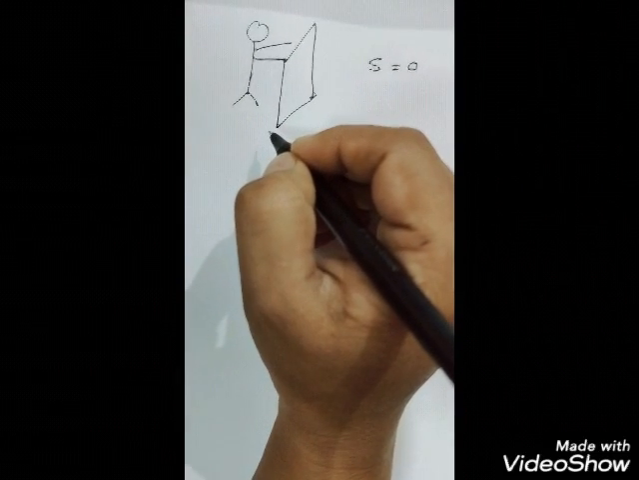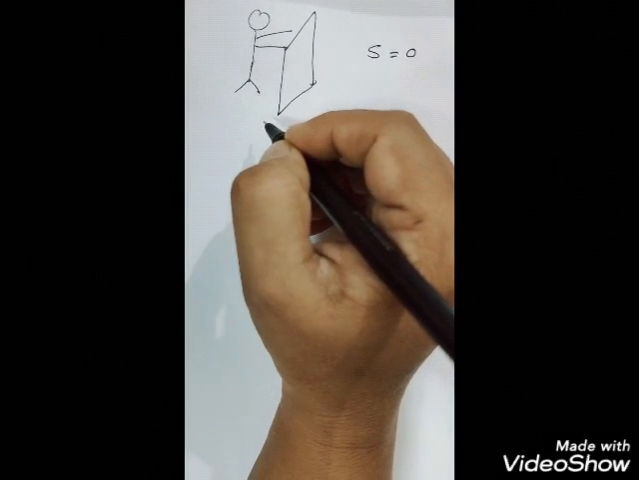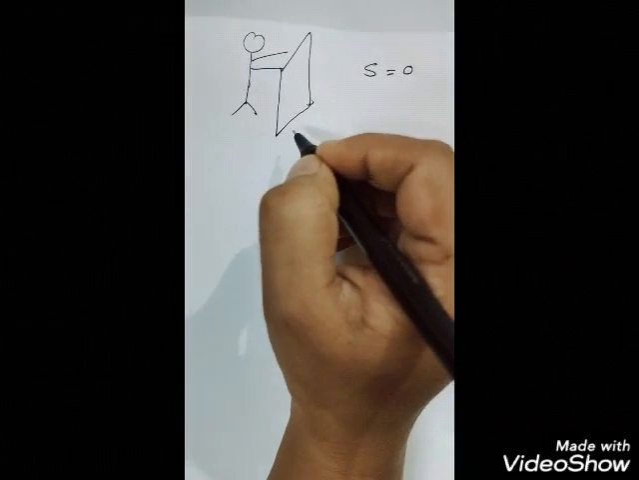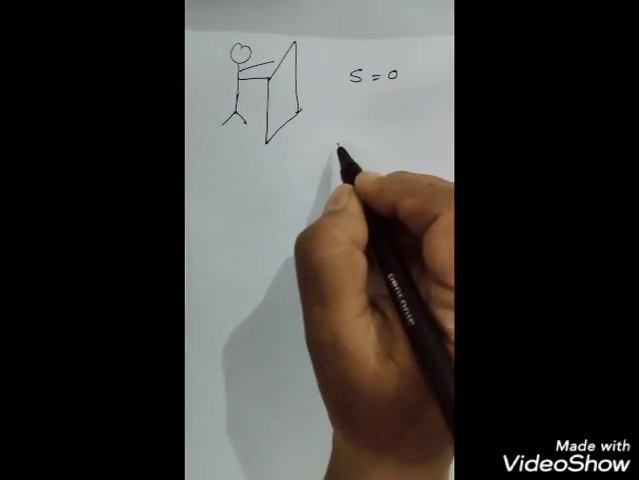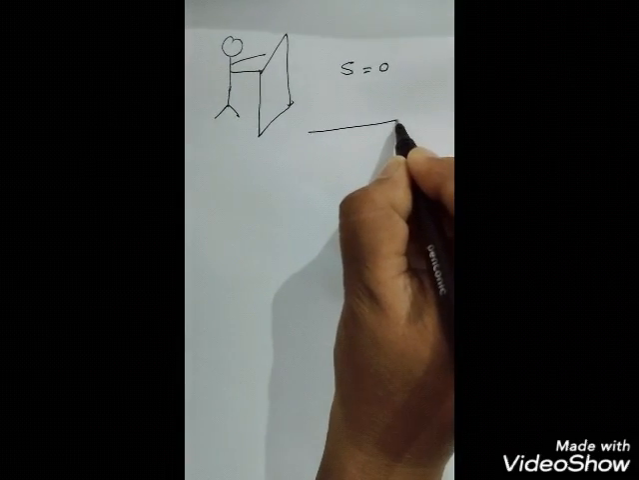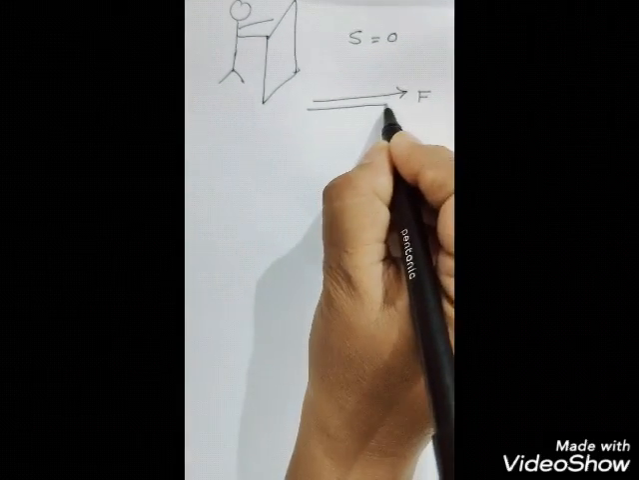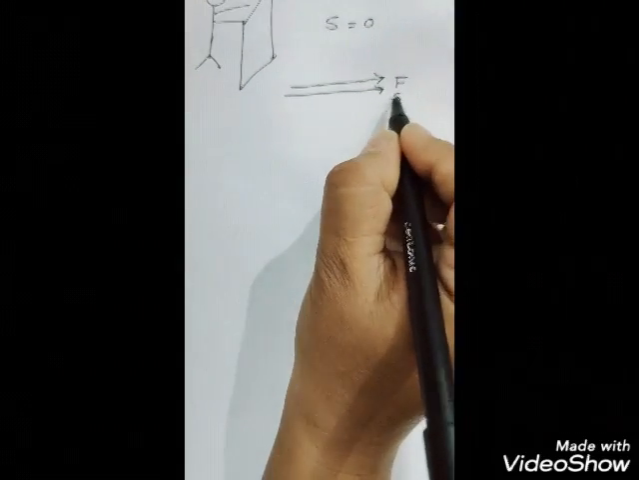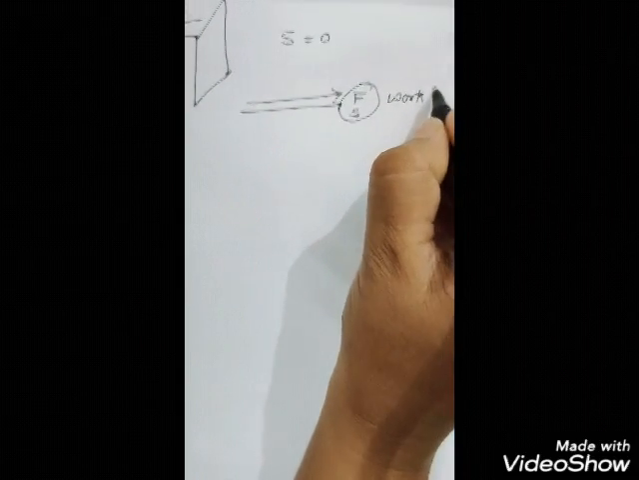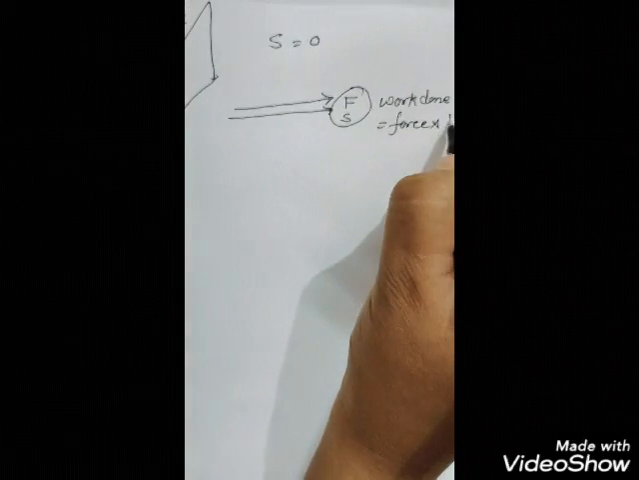Second thing, as we have learned in class 9th, at that time we did not know about vectors and components, so we have studied only the simple case. That means a force is applied in this direction and the displacement is also in the same direction, and in such a situation we say the work done is equal to force into displacement.